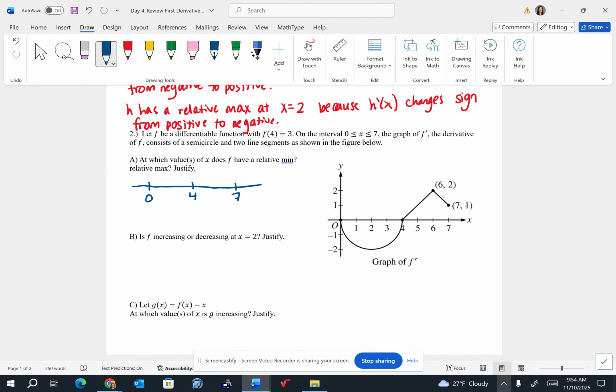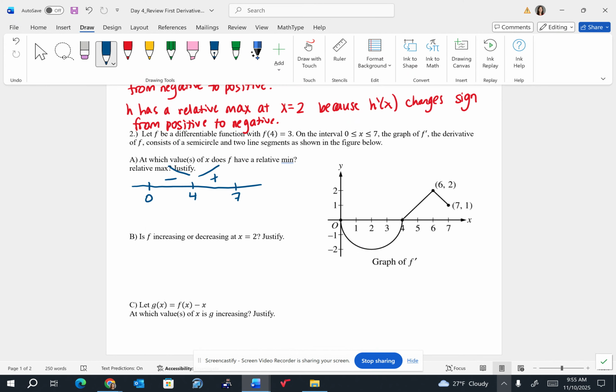There's nothing in the graph to the left of 0, so let's start between 0 and 4. The derivative graph is negative. And then between 4 and 7, the derivative graph is positive. And then I'm going to draw in my little slope graph again to see that, yes, in fact, that is a relative minimum that's happening at 4.